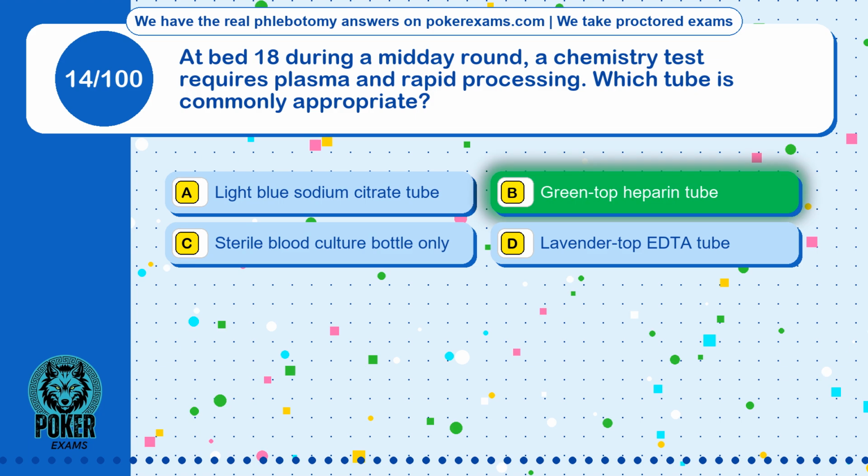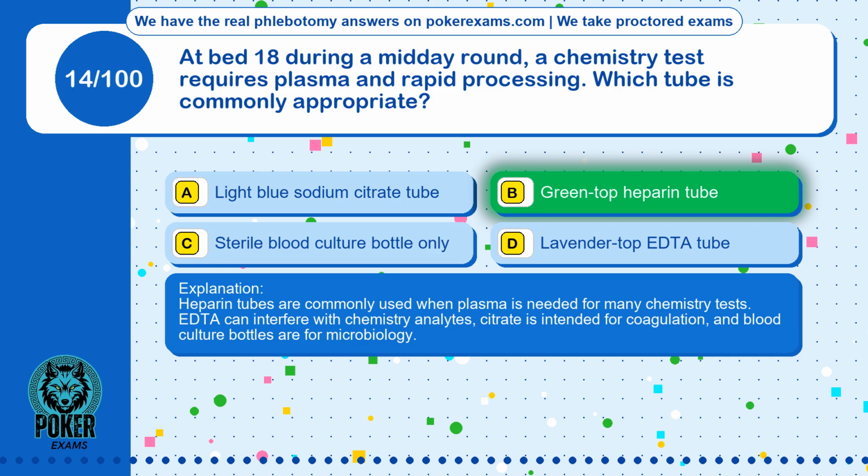The correct answer is option B. Green top heparin tube. Heparin tubes are commonly used when plasma is needed for many chemistry tests. EDTA can interfere with chemistry analytes, citrate is intended for coagulation, and blood culture bottles are for microbiology.